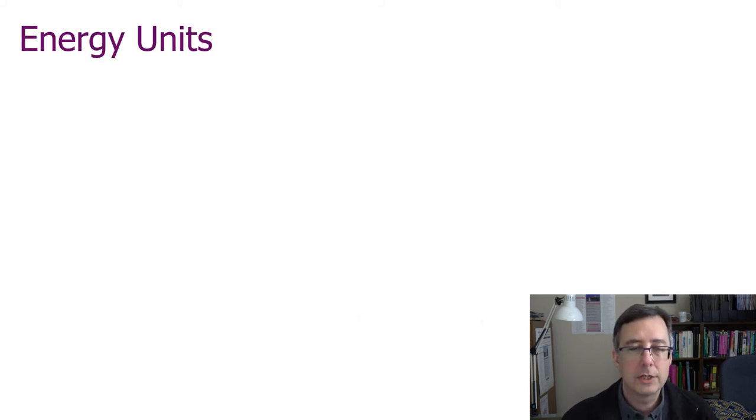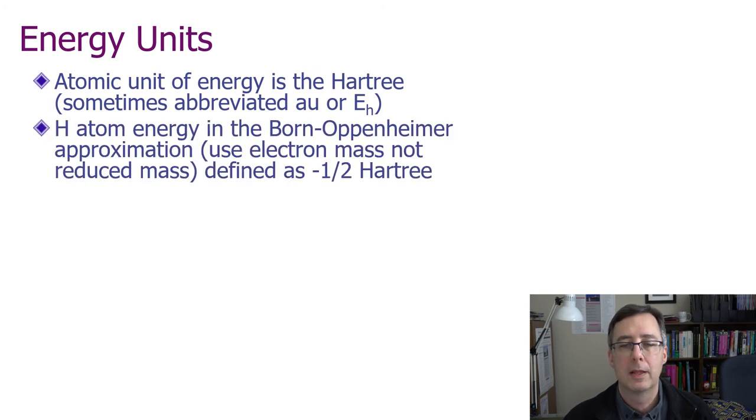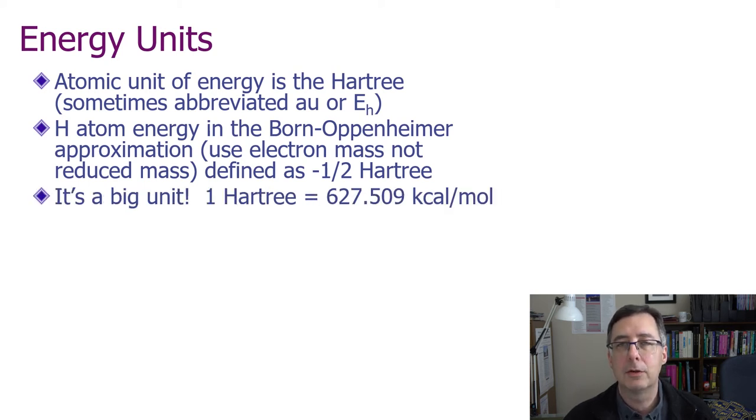Let me say something about the energy units. The atomic unit of energy is called a Hartree. Sometimes people call it AU or sometimes E sub H. And the hydrogen atom in the Born-Oppenheimer approximation is defined to have energy of minus 1/2 Hartree. Okay? So that defines the atomic unit of energy. And a Hartree is a gigantic unit. It's 627.509 kilocalories per mole. And you might know that to break like a carbon-hydrogen bond takes, like around 100 kilocalories per mole. So this is a big, big unit on a chemical scale.